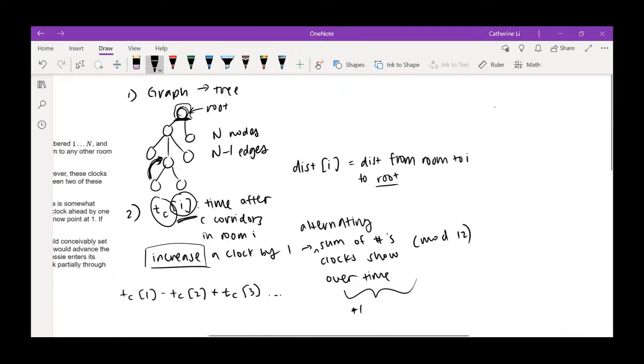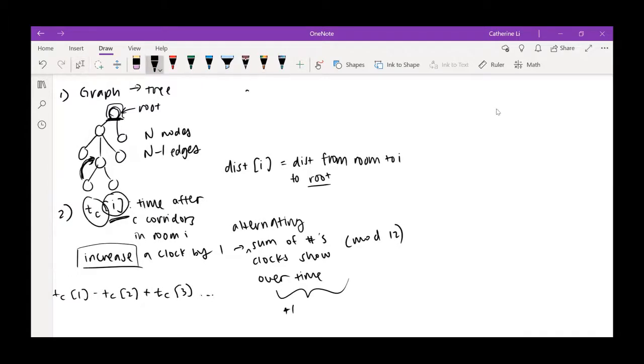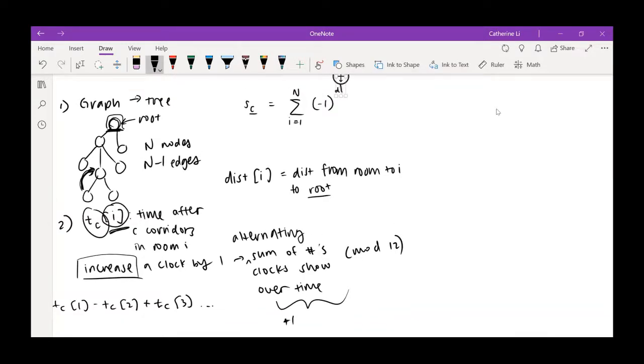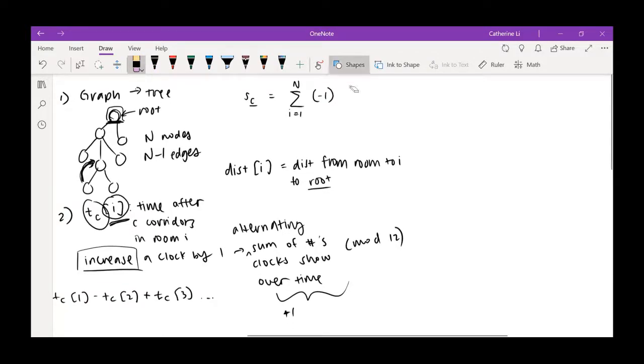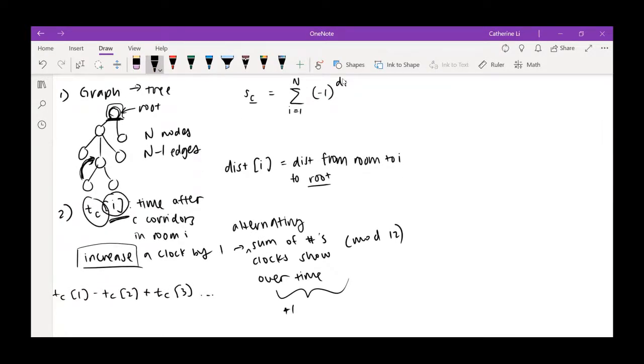So to quantify this, we let S_C, S for sum, and C is just, as before, the number of corridors we've been through. We're going to let this be the sum from 1 to n, so this covers all the rooms, of -1 to the distance of room i, times the value that it shows, and then mod 12.